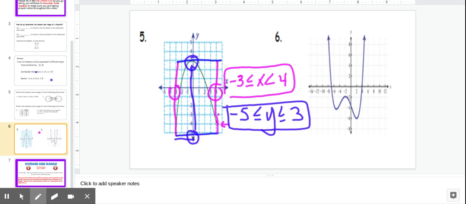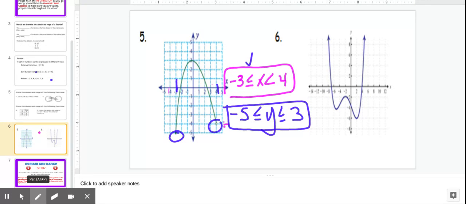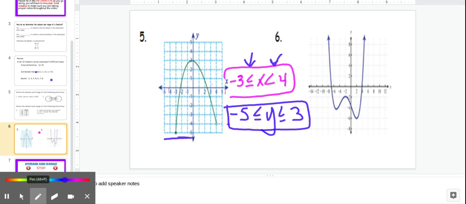So really what you're doing is you're just looking for the leftmost point on the graph to the rightmost point for your domain. And then you're going to look for your upper point. So you're looking for this guy here to this guy here. And this is a closed circle and an open circle, so that's why we use those symbols. And then for the y, you just want to make sure that you're using the smallest point down here to the largest point up here, and they're both equal to. So we went from -5 to 3. So that would be how you find the domain and range of a graph.